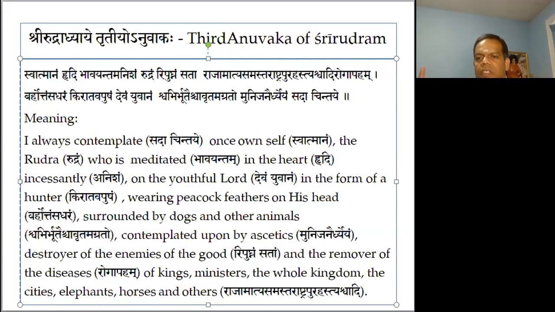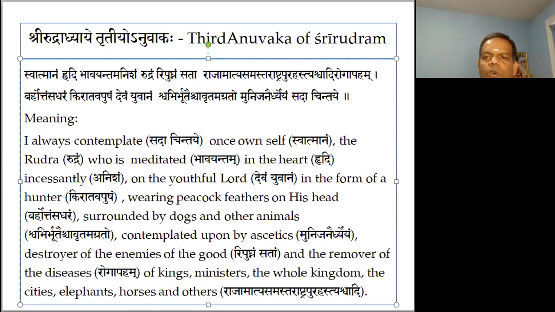So the Lord is seen as a young Lord who is wearing all these peacock feathers, and he's leading an army, surrounded by animals. Elephants, horses. So that means he's the one who is making this entire world run. I'm reminded of the episode of Arjuna seeing Shiva, who came in the form of a hunter when he had gone to the Himalayas, Kailash, and fought with him. So the Lord came as a hunter.